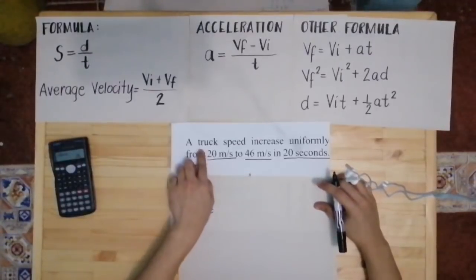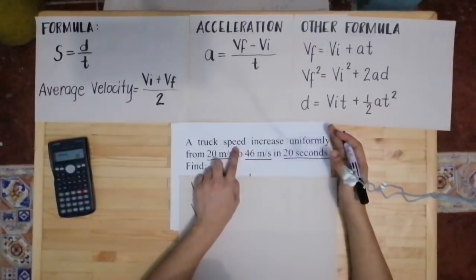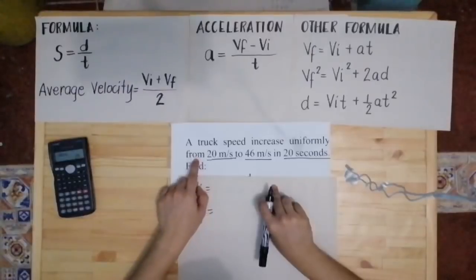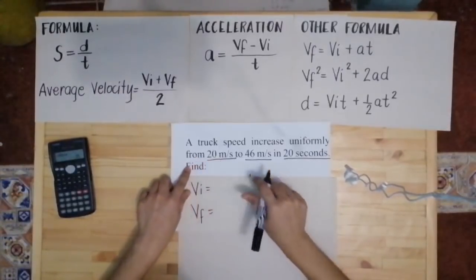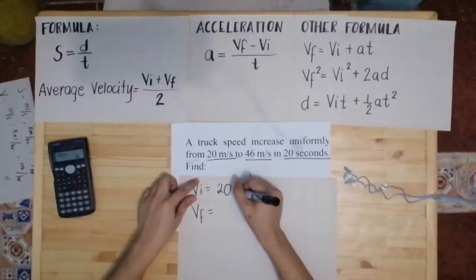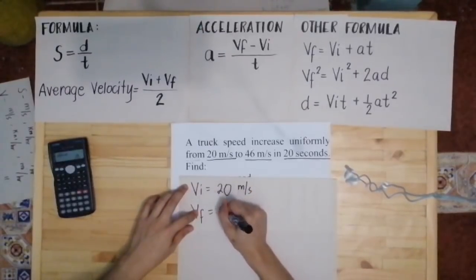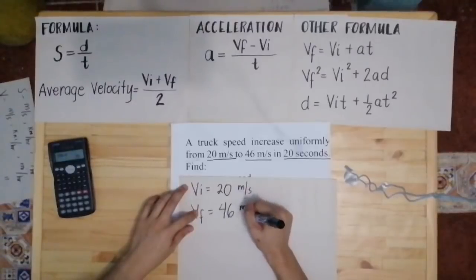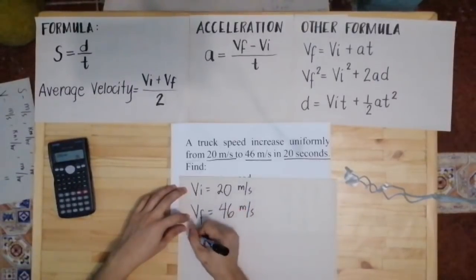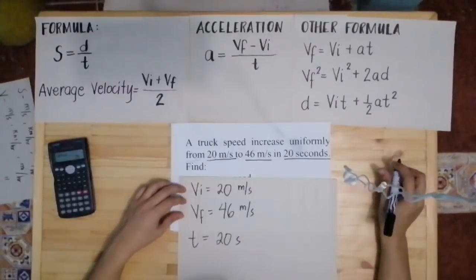Okay? So dito, sinabi na truck speed increase, tumaas, umangat, nadagdagan ng bilis. Mula daw from, so pag from, siya yung initial. Pag may word na from, siya yung initial. So from 20 meter per second, siya yung initial velocity, then your final velocity would be 46 meter per second. Yan yung mga given natin. Then we also have 20 seconds. So 20 seconds is the unit of time. So time yung given, lagay mo 20 seconds. So yun na yung mga given natin.